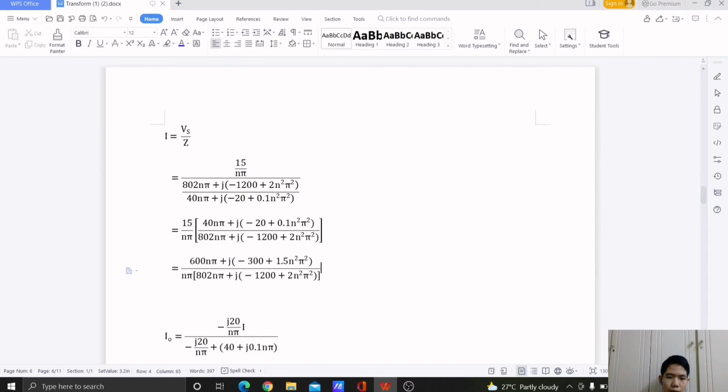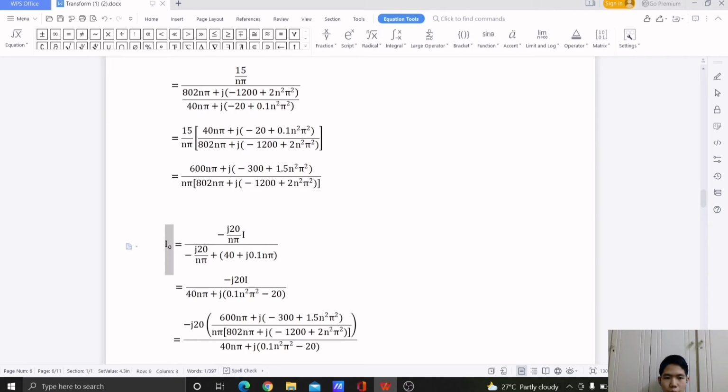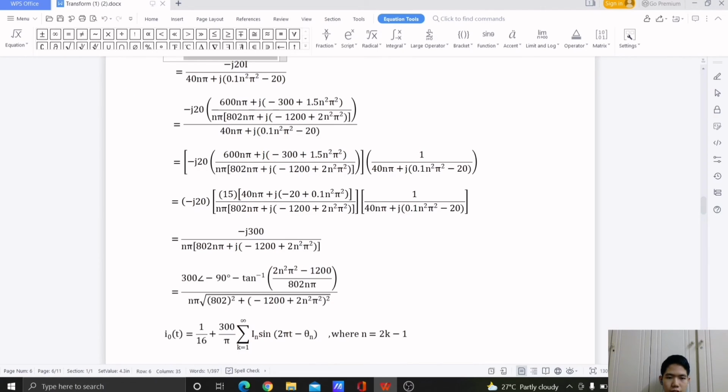Then the final answer will become 600 n pi plus j bracket minus 300 plus 1.5 n square pi square bracket over n pi bracket 802 n pi plus j bracket minus 1200 plus 2 n square pi square bracket. For I0, we find it by using the current divider rule, where I0 equal to I1 over I1 plus I0 times I total. So this is the formula and the equation, and the final answer will become minus j300 over n pi bracket 802 n pi plus j bracket minus 1200 plus 2 n square pi square bracket.